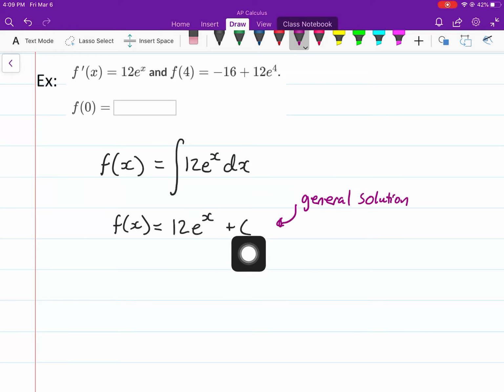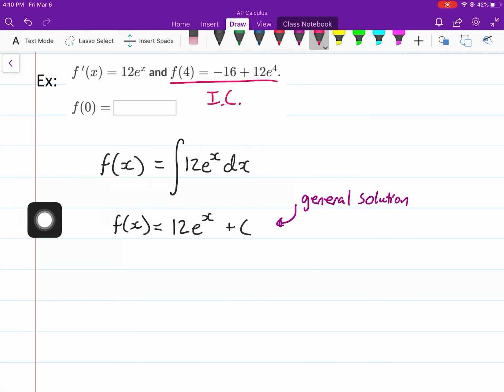So once again, this right here is our general solution because we do not know what c is. But we are given this initial condition. So right here, we're given this initial condition of f of 4 equals negative 16 plus 12e to the fourth. So I'm going to go ahead and plug in 4 into our x.